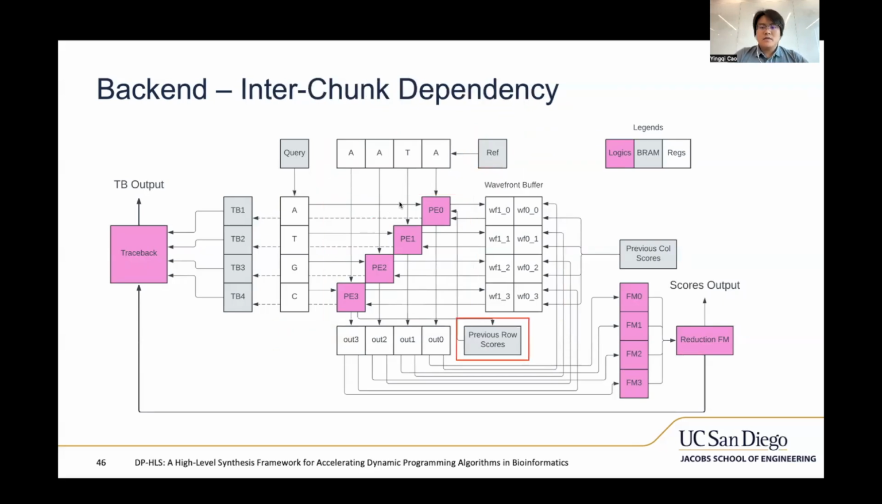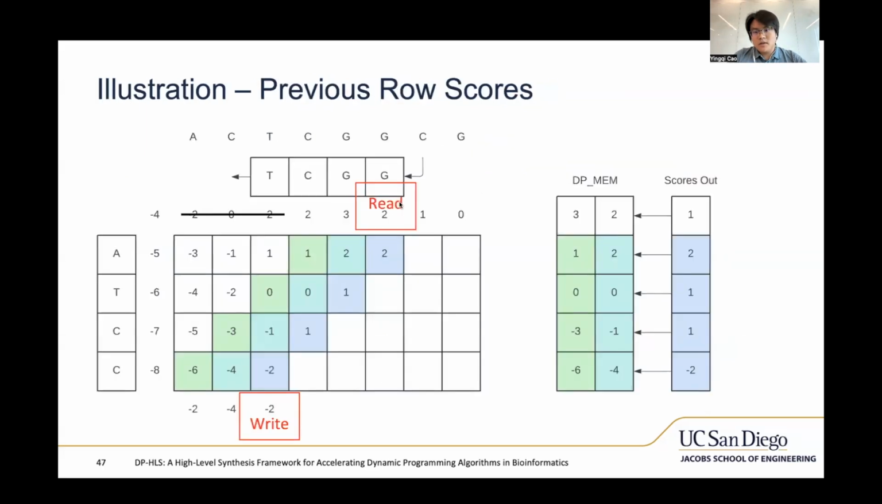There is also a previous row score buffer to handle the inter-chunk dependencies. The score of the first row of the current chunk depends on the score of the last row of the previous chunk. So the last PE will write its score to this buffer, and the first PE will read scores from this buffer. At each cycle, only one score is written to this buffer, and only one score is read from this buffer. So a single BRAM is enough to implement it. Also, the address to read is always ahead of the address to write, so it won't cause any dependency issue.